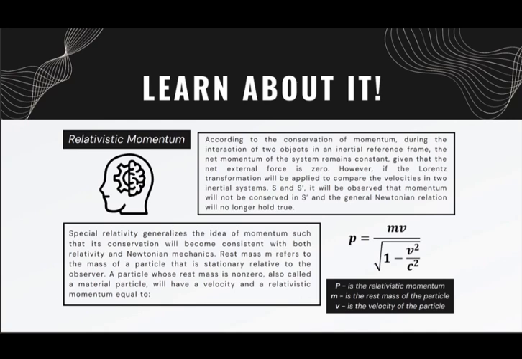We'll have a velocity and relativistic momentum equal to p = mv over the square root of 1 minus v squared over c squared, where p is the relativistic momentum, m is the rest mass of the particle, and v is the velocity of the particle.